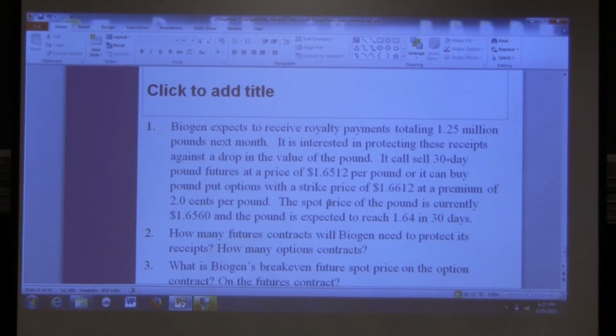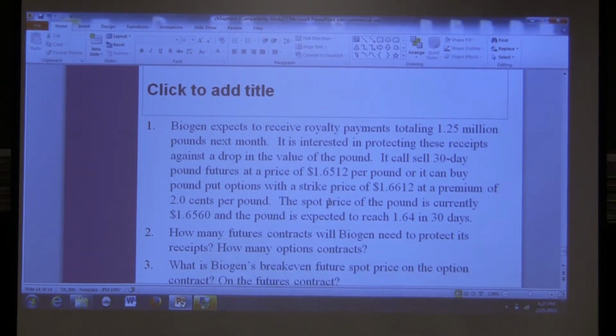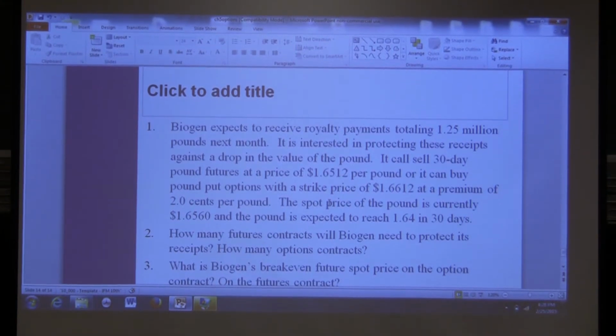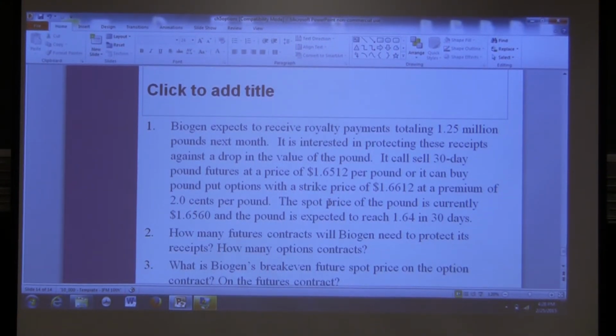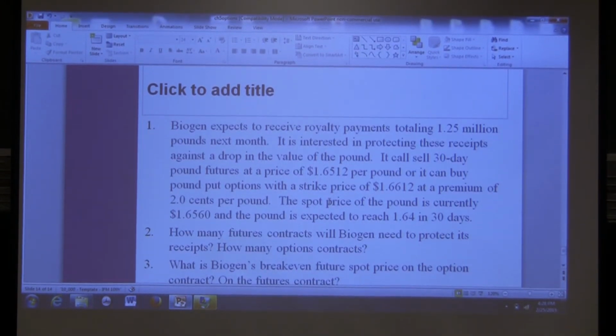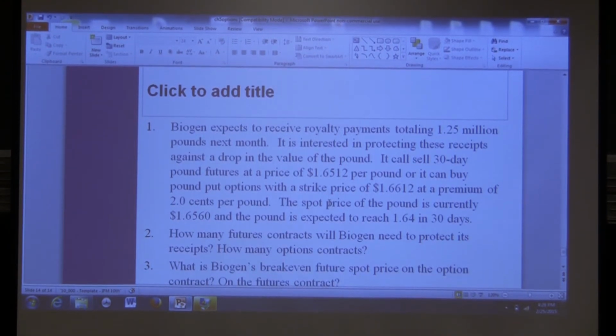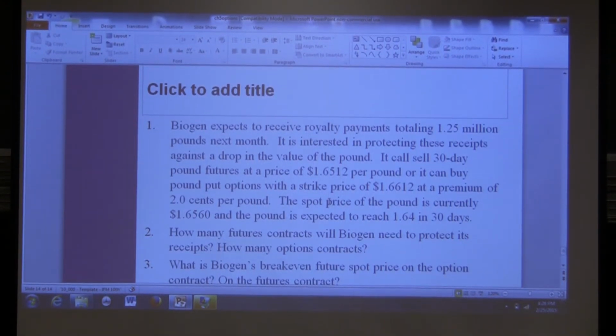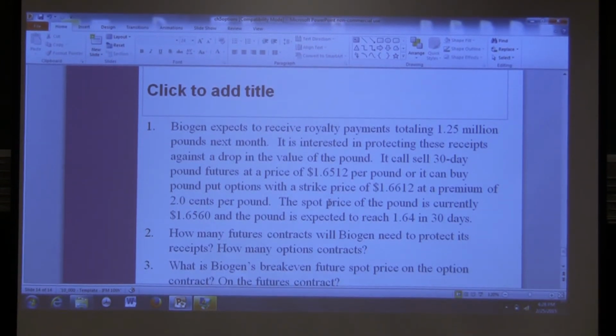So when does it become 0? So basically this becomes 0 at a price of 1.6412. Or we could take the formula and we can show that the spot exchange rate is going to be 1.6612 minus 0.02. That gives you 1.6412. So that is what we need to do to figure out the price. You can also look at the graph.